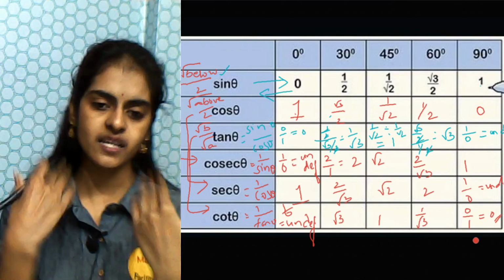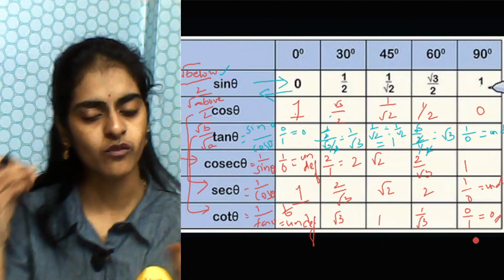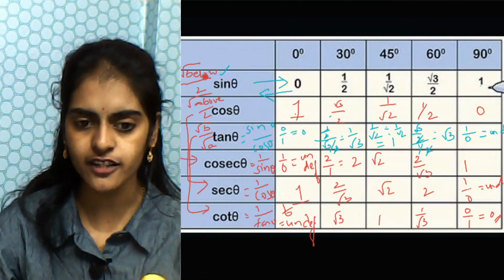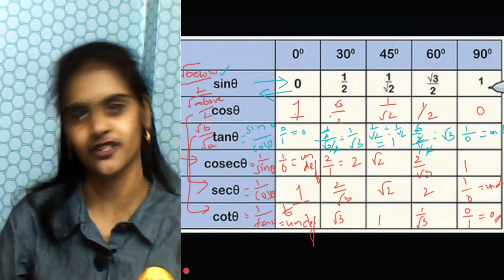Okay, now since I'm explaining, it's taking a little time, but once you understand the trick, it will be super easy for you. If you know one value, you can simply write all the other values of the table.